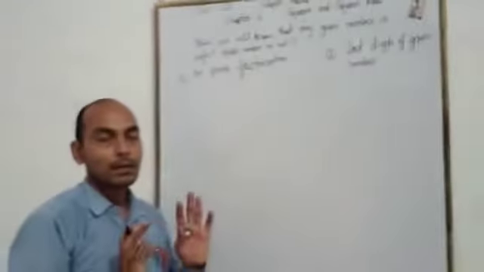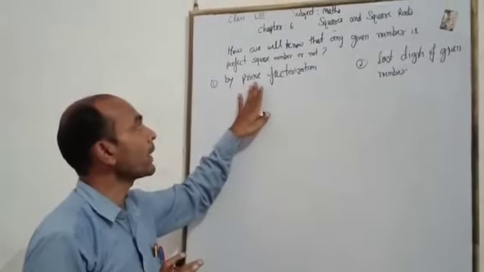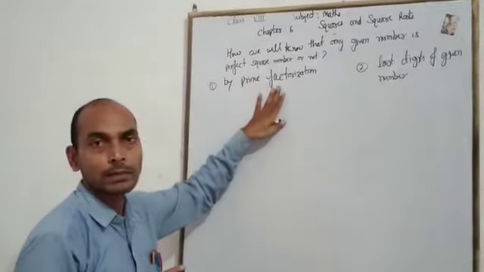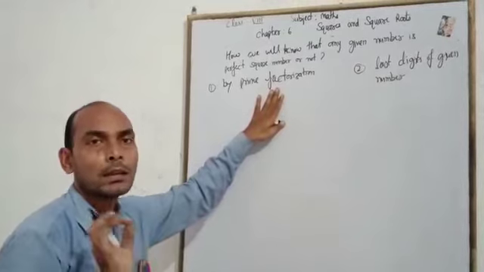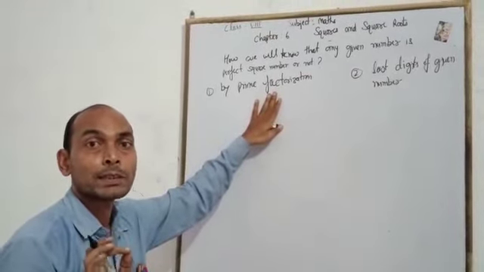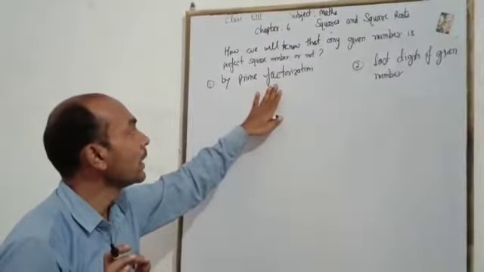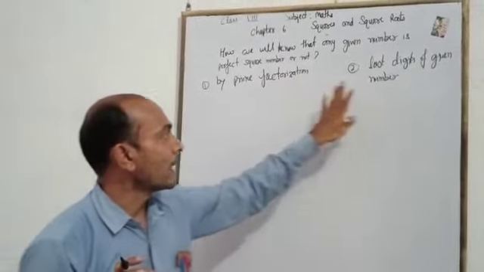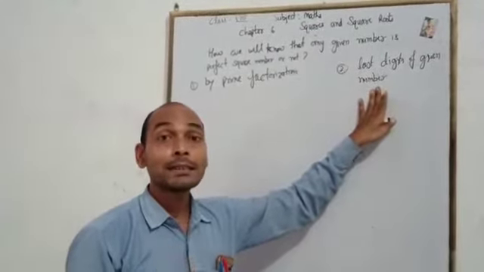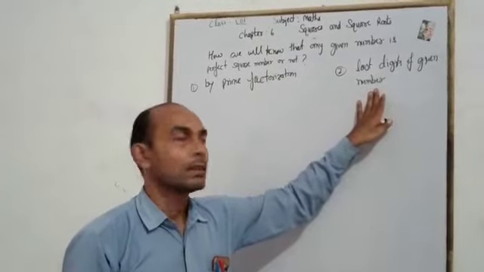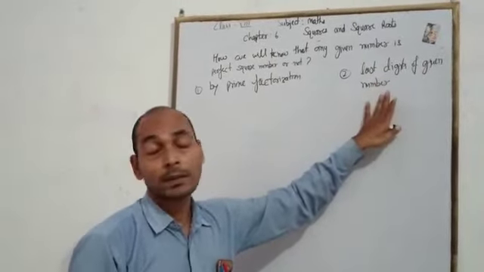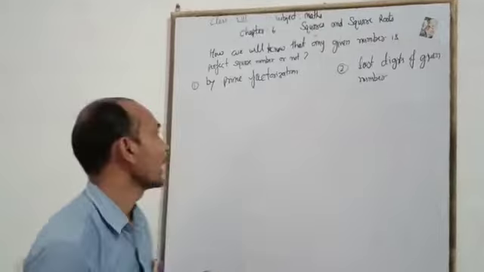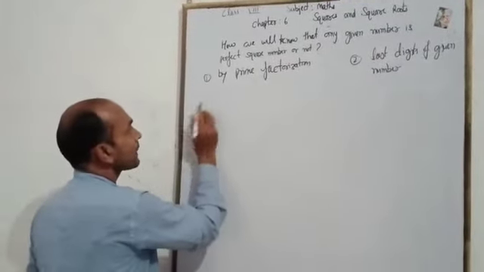That means in the first method we have to find the prime factorization of the given number. Then we make pairs of similar digits. The pairs should be proper. Another method is by just looking at the number, we can say whether it is a perfect square or not. Let's learn about the first method.